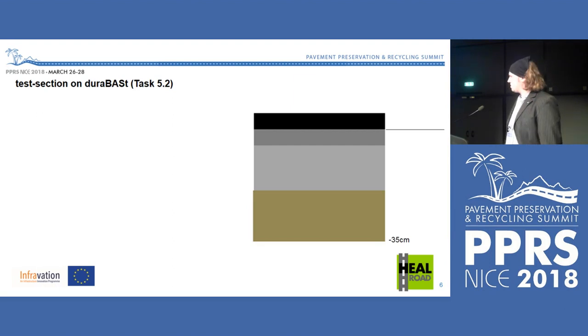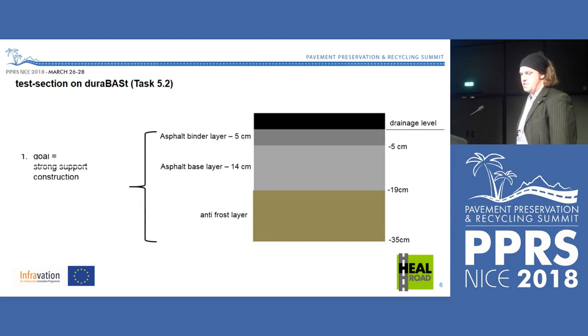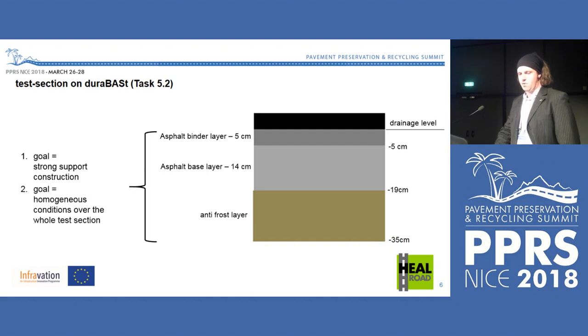Our demonstrator was constructed for different goals. The strong support construction was the first goal, so we decided to use standard asphalt materials in the base layer and the binder layer. On top of the binder layer, we had the drainage level, because in the project we decided for porous asphalt. The second goal was that we get homogeneous conditions over the whole test section, so that we can find a good solution and find results over the whole place.